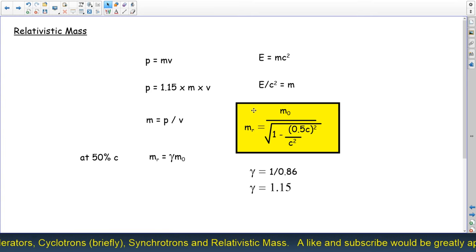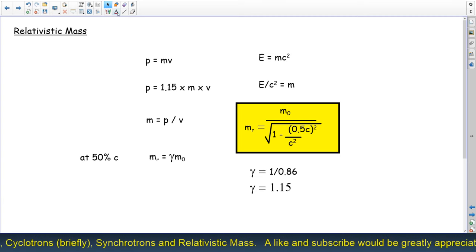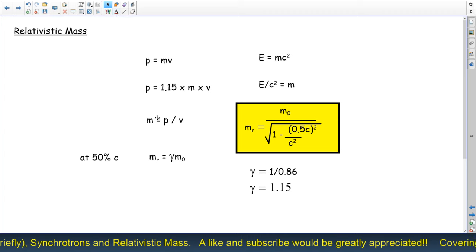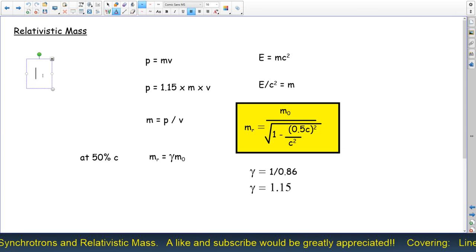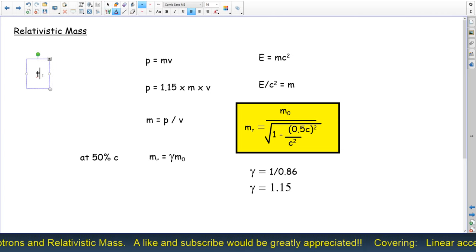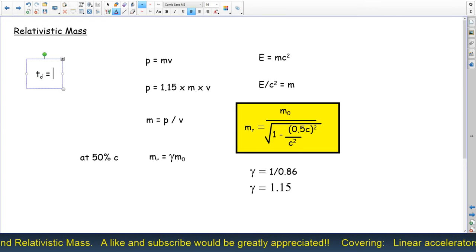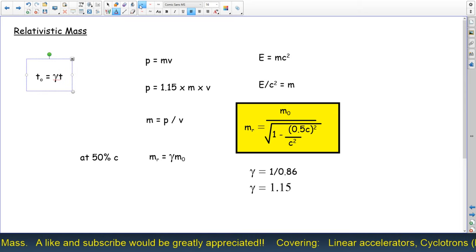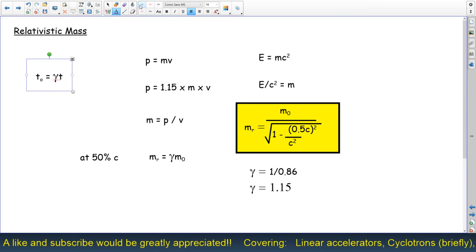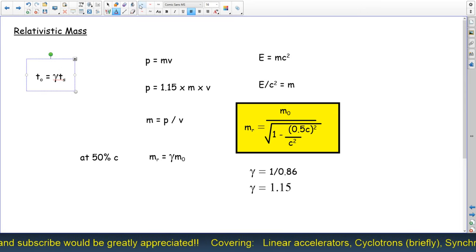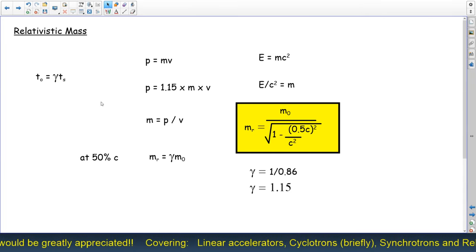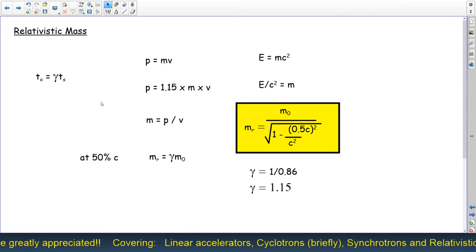It turns out time's exactly the same, that you get that as an object travels faster, time ticks more slowly. And it's got to do with the fact that T for the observer, T observed, is equal to the Lorentz factor gamma multiplied by T for somebody that's stationary. Okay, so it's weird. You get what's called time dilation, but that's neither here nor there.